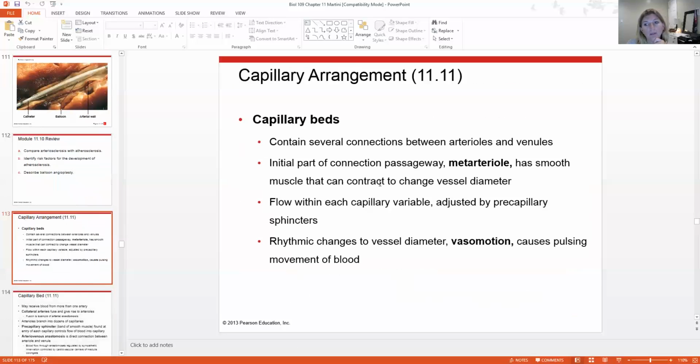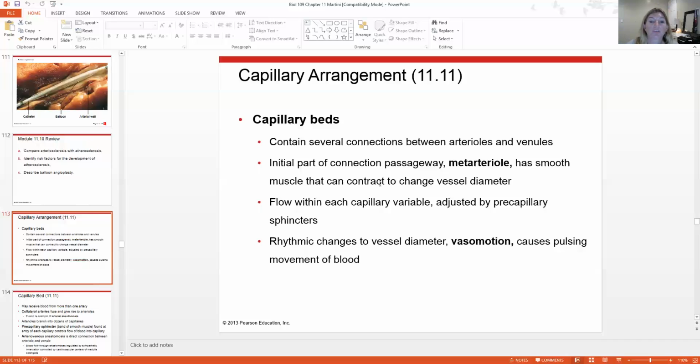Let's talk about how capillaries are put together, the capillary arrangement. They're arranged in what we call a capillary bed. The capillary bed has several connections between arterioles and venules. Think of the root of a tree connecting to another root of a tree. And then in the middle, on those very distal ends of the roots, are the capillaries communicating with all of the soil that's surrounding them. It's pretty much what it is.